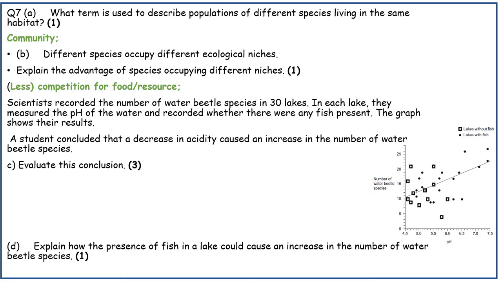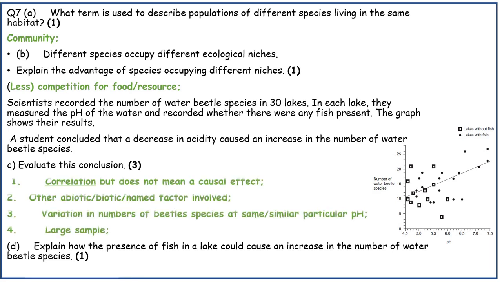Scientists recorded the number of water beetle species in 30 lakes. In each lake, they measured the pH of the water and recorded whether there were any fish present. The graph shows their results. A student concluded that a decrease in acidity caused an increase in the number of water beetle species. Evaluate this conclusion. Right, well you can see that there is a correlation, that as the pH increases, the number of water beetle species increases.